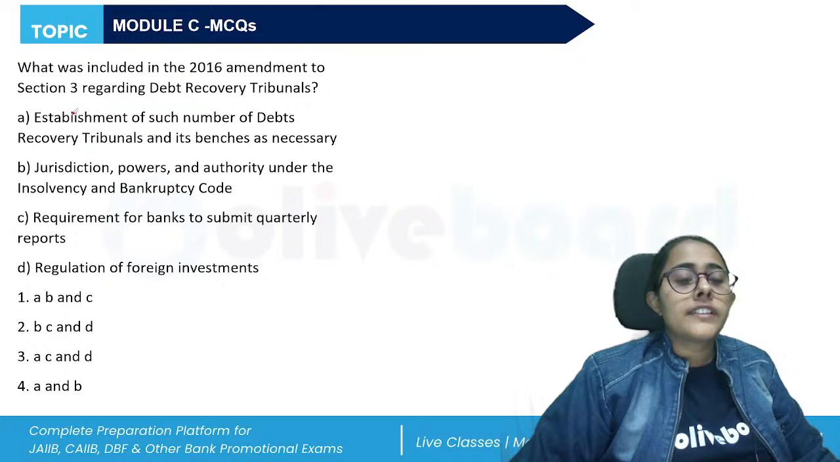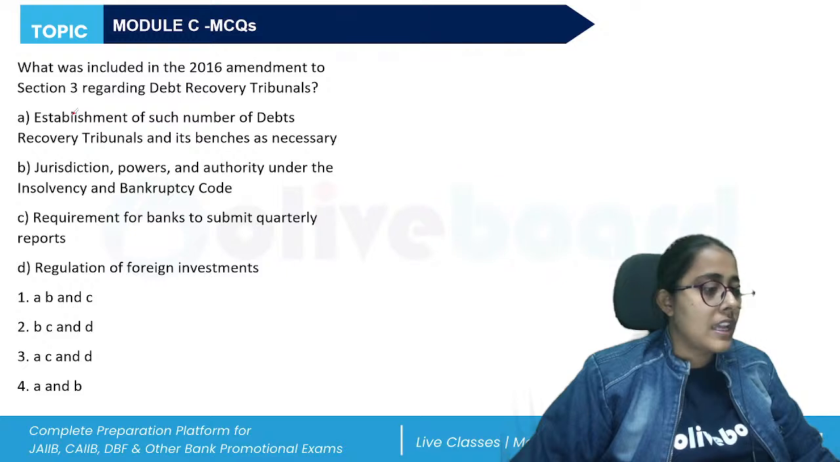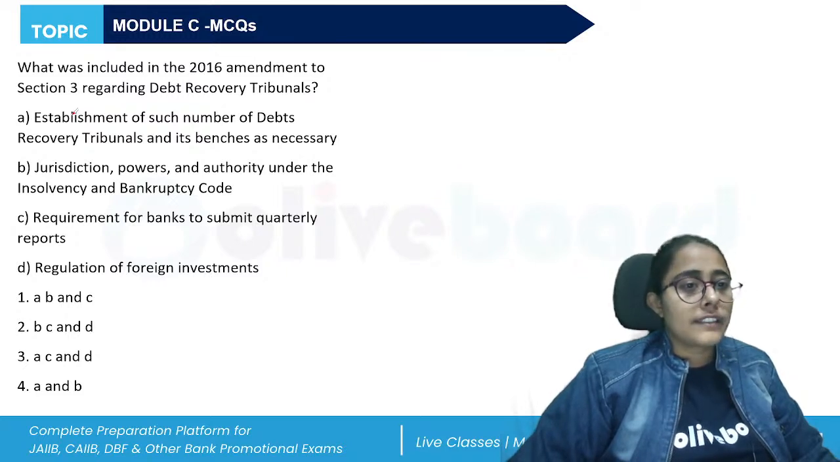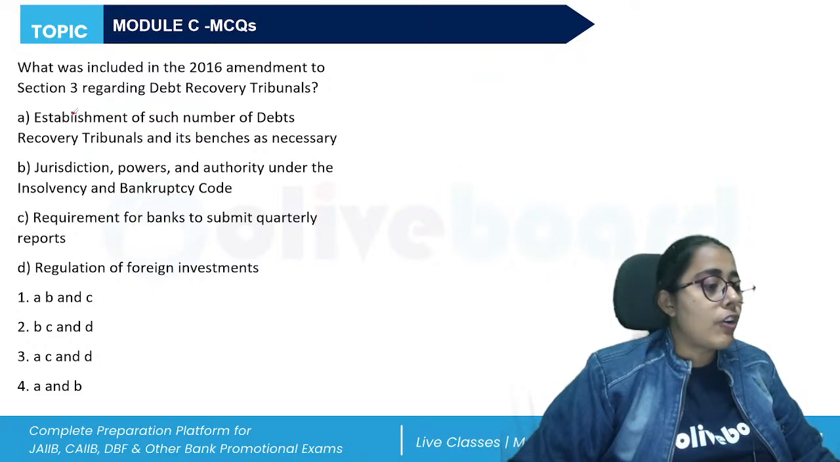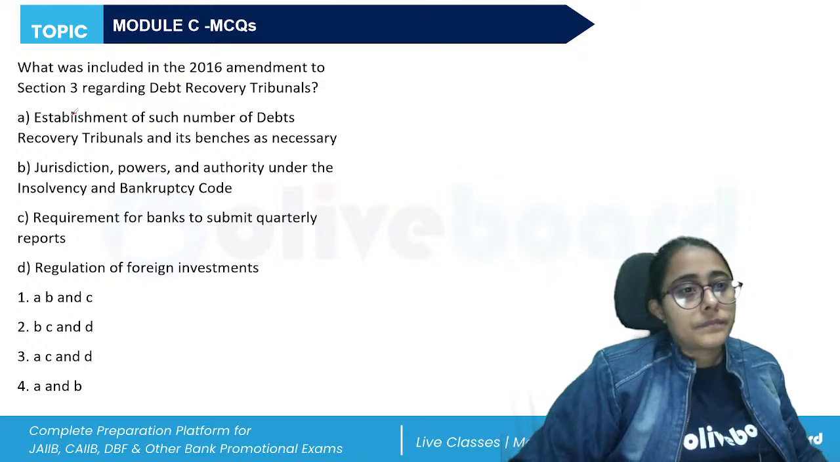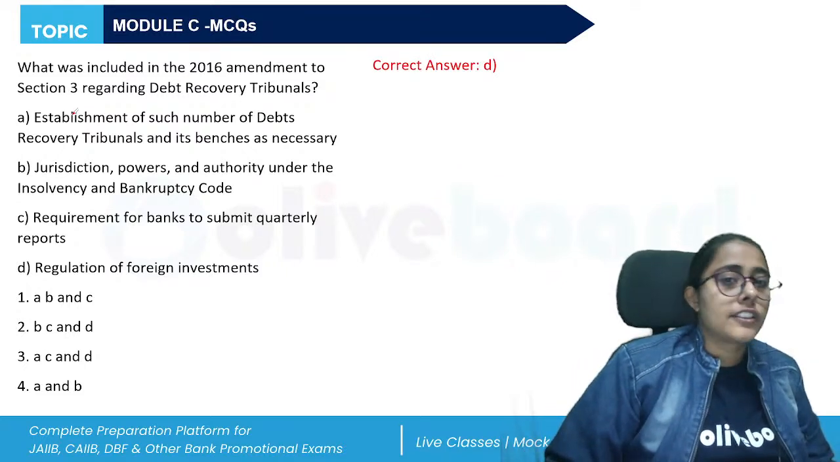Next, what was included in the 2016 amendment to section 3 regarding the debt recovery tribunals? So an amendment was made in 2016 for the DRTs in section 3. Which of the following is included? Establishment of such number of DRTs and its benches as necessary; the jurisdiction, powers and authority under the Insolvency and Bankruptcy Code; the requirement for banks to submit quarterly reports; regulation of foreign investment. According to the 2016 amendment, which changes were made to section 3? The correct answer is option D.